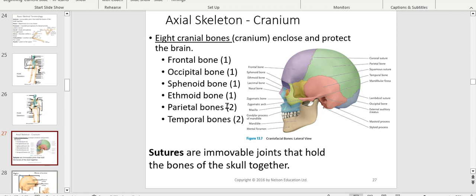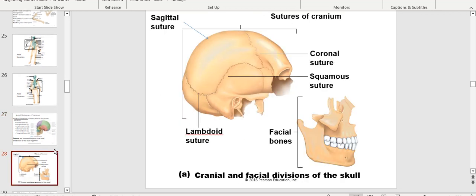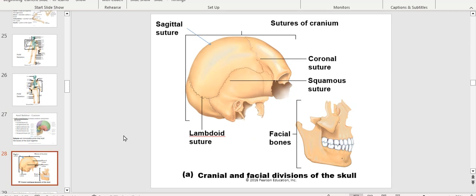Parietal bones right here. You have one on this side, you have another one on the other side there, and your temporal bones there. Okay, your zygomatic arch, and there's your maxilla. Okay, your mandible. All right, perfect. Let me zoom out here. That's good. Right there.